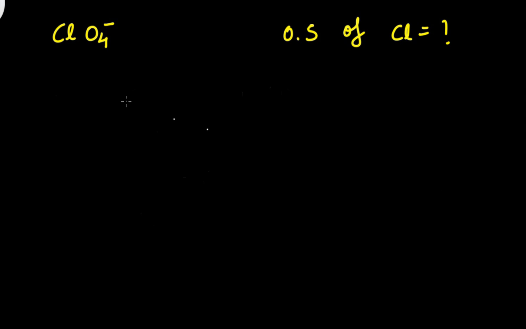Now this is a different molecule. This is an ion, all right, because there is a negative charge. ClO4 negative. You have to find the oxidation state of what? Chlorine, right?